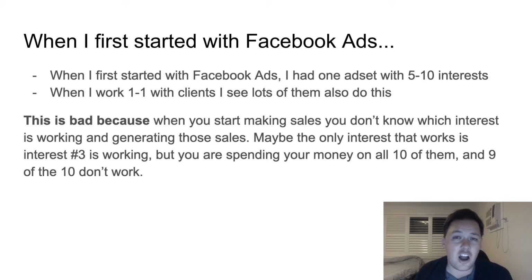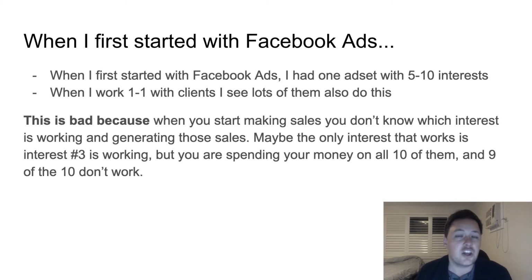When I started out, I used to think that the more interests I put within an ad set, the better. I would stack 5 to 10 interests inside of an ad set. But this is really not what you want to do. It's really bad because when you actually start making sales, you don't know which one of those interests is actually working and generating the sale. For example, if you had 10 interests stacked inside of an ad set, you don't know which one is making the sale. You're spending all of your budget on that ad set, but you don't actually know which interest is producing the sale. There's no way to tell that on Facebook.